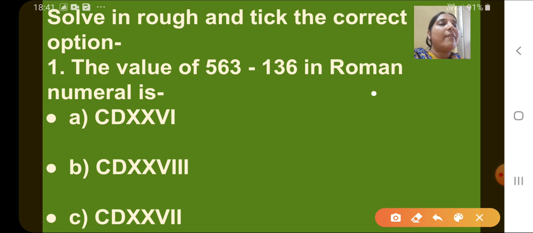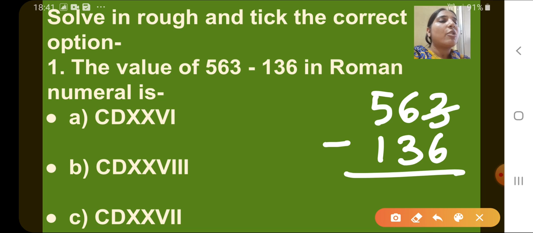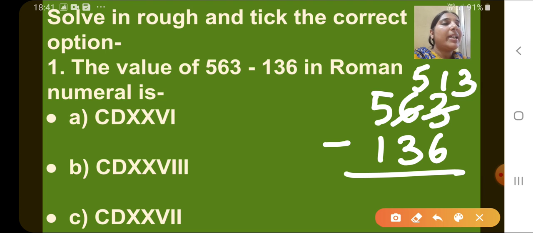Okay. So 563 minus 136. Let's find out the difference. So 3 minus 6, that is not possible, which means we have to borrow. So what will be left here? 5. So 13 minus 6, what will we get? 7 here. 5 minus 3, 2. And 5 minus 1, here we will get 4.